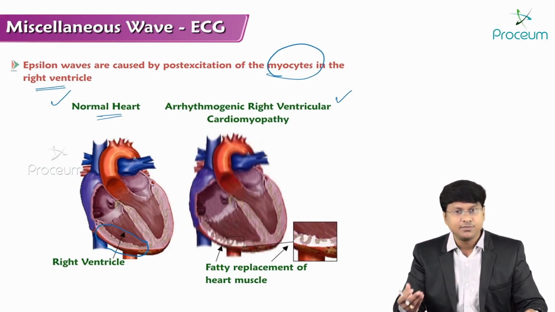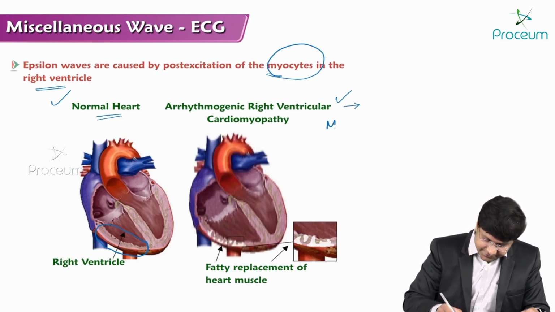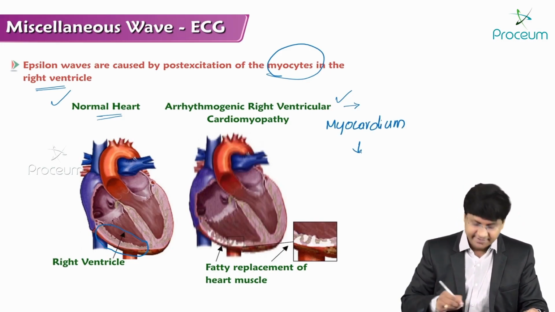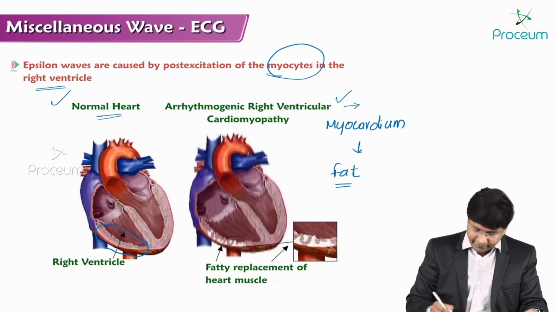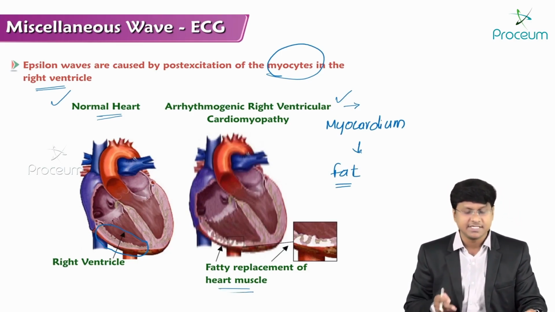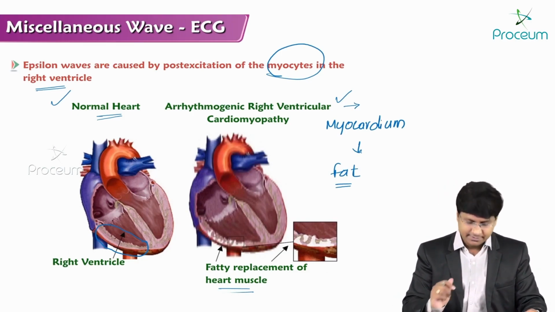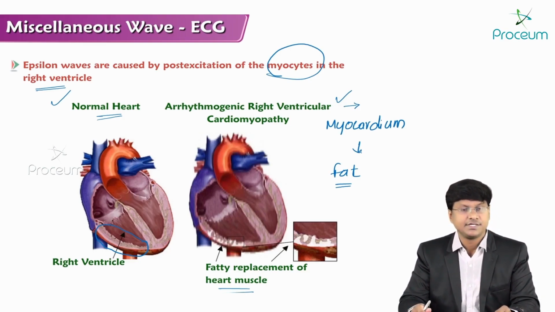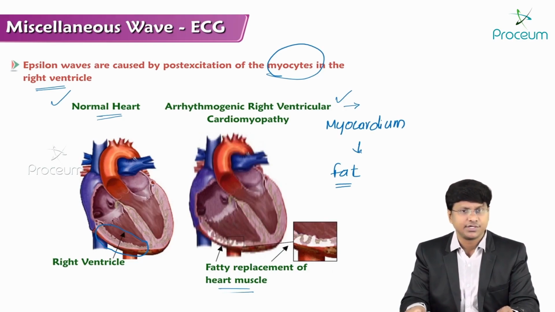In case of arrhythmogenic right ventricular cardiomyopathy, the myocardium is replaced by fat. So, fatty replacement of the heart muscle. The muscle is replaced by fat. That is your arrhythmogenic right ventricular dysplasia. It is also another condition where the individual can have sudden cardiac death, and it is mainly because of gene mutation. It is an inherited disorder.